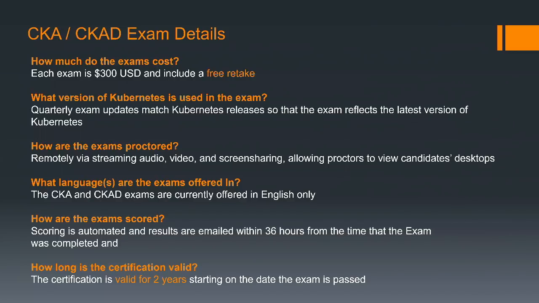How are the exams scored? Scoring is automated, and results are emailed within 36 hours from the time of the exam. So this is great, right? You don't have to wait forever, chomping on your nails to find out. And in my experience, because the scoring is automated, right? Basically the next day, has been my experience. So I don't want to lock it in, right? They say 36 hours, but 36 hours is only a day and a half, right? That's pretty darn good.